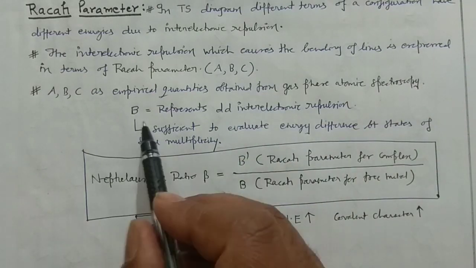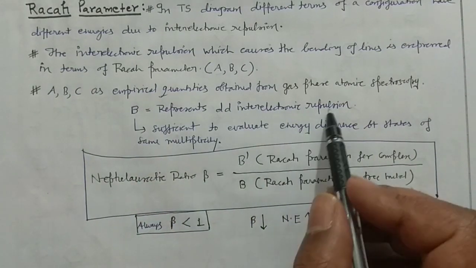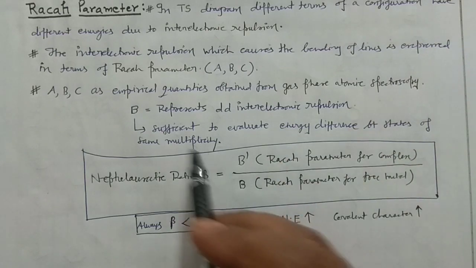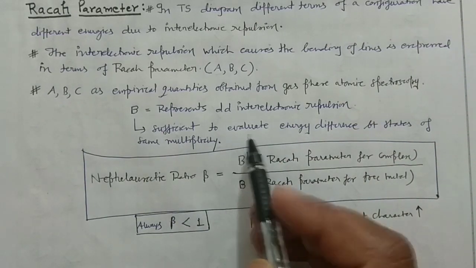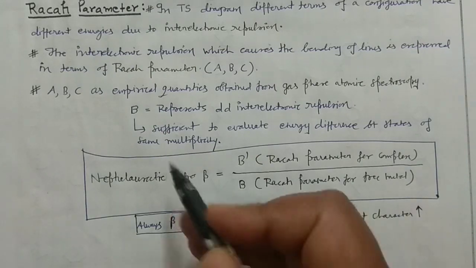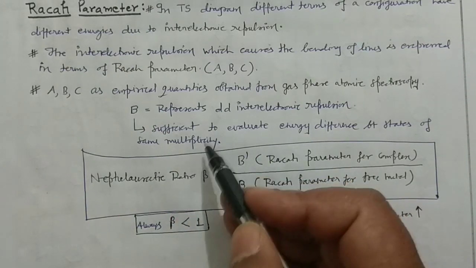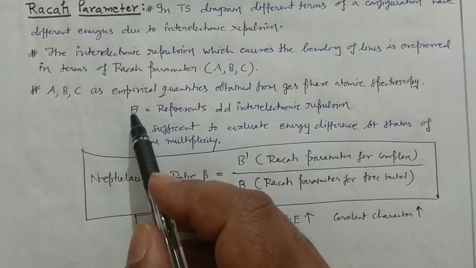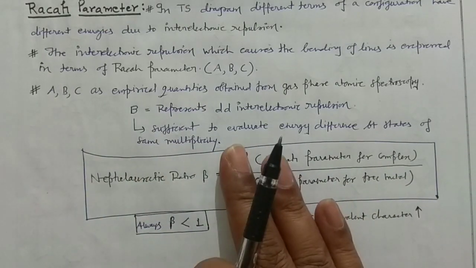Okay, and you see the B represents the d-d electronic repulsion. Okay, and this B is actually sufficient to evaluate the energy difference between the states of the same multiplicity. As I have explained, whenever we have the same multiplicity, it would be sufficient to determine the B. Okay, so this is the Racah parameter.